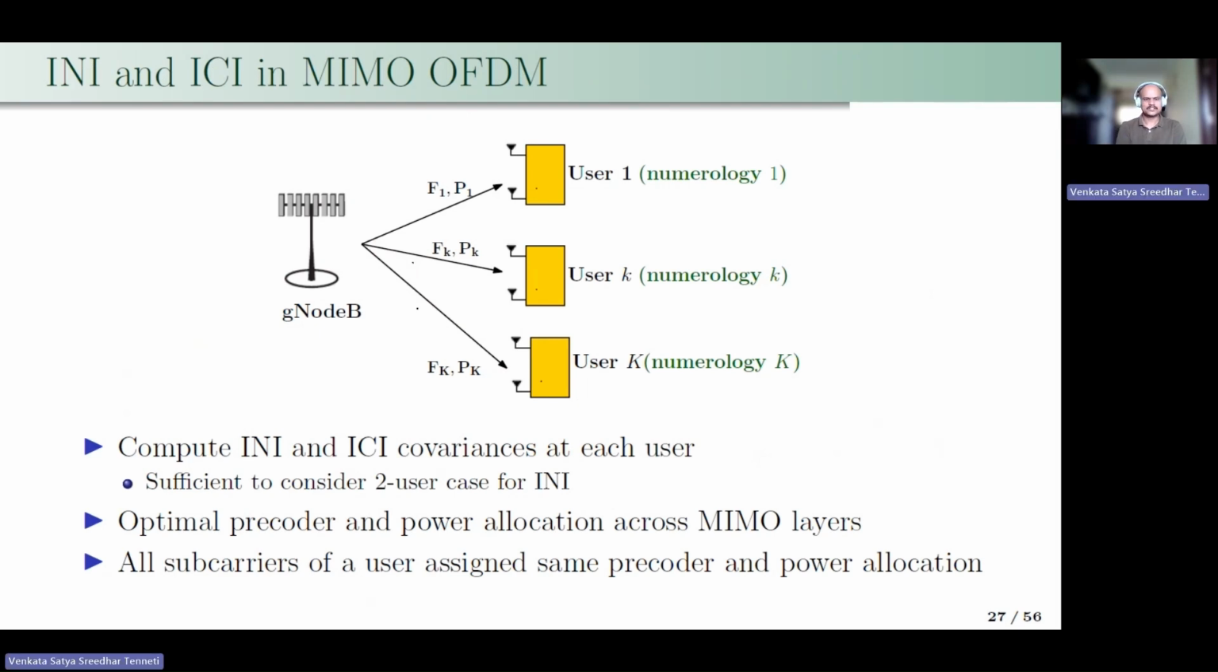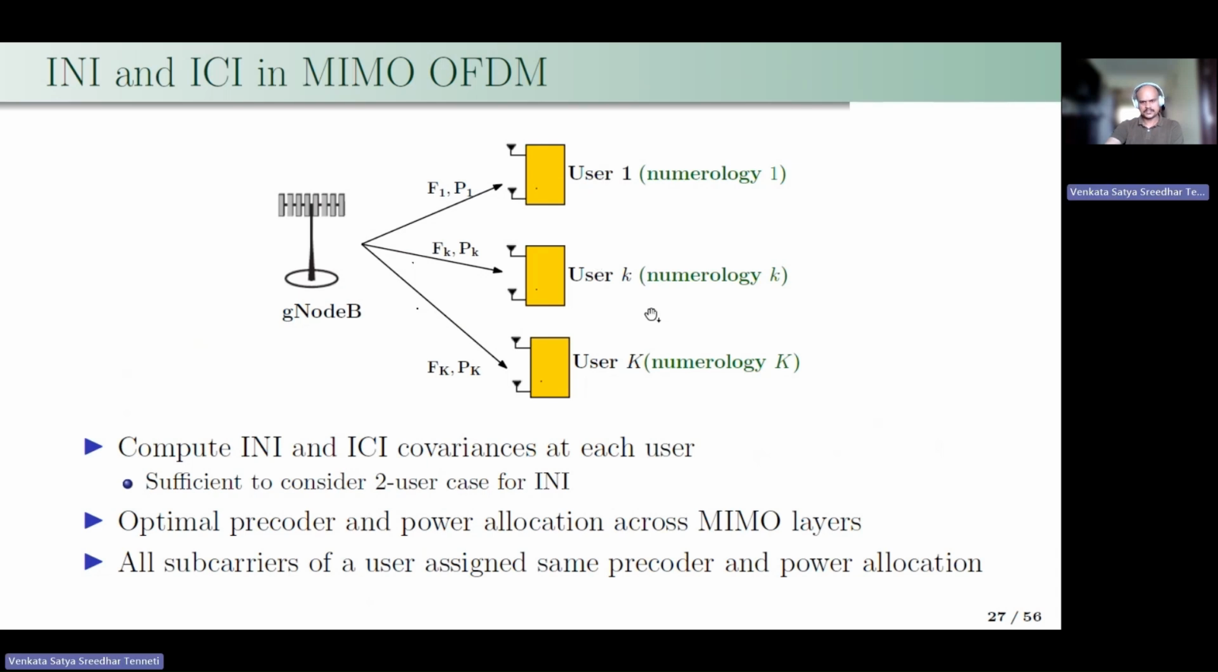So now that we have seen the analysis and mitigation of INI and ICI in SISO systems, now we'll focus on MIMO OFDM systems. Here the base station and the users are multi-antenna terminals. The base station assigns a precoder and a power allocation to each user. The precoder gives the transmit directions for the MIMO layers, and the power allocation matrix is a diagonal matrix with positive entries. These powers give the powers of each MIMO layer.